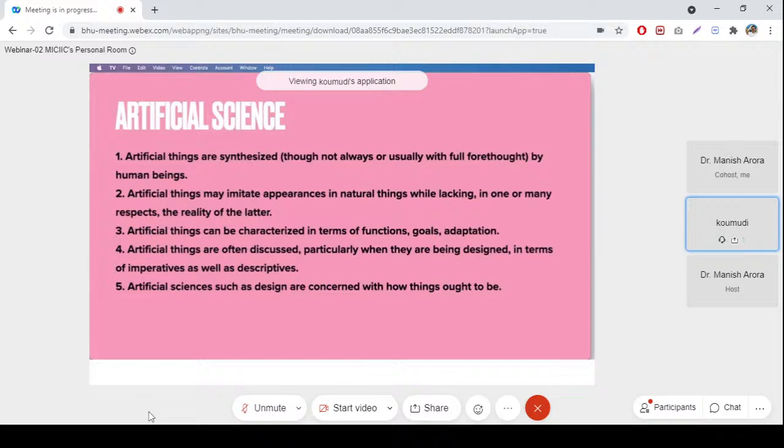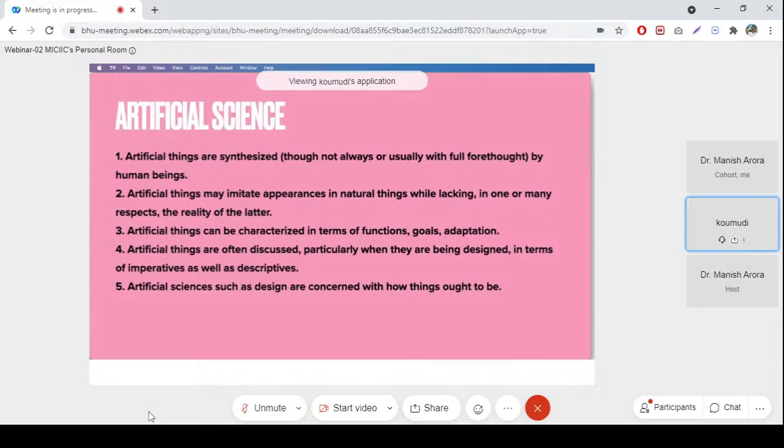Simon identifies 4 indicators that distinguish the artificial from the natural. Hence, we can set the boundaries for sciences of the artificial in the following ways. 1. Artificial things are synthesized by human beings. 2. Artificial things may imitate appearances in natural things while lacking in one or many respects the reality of the latter.